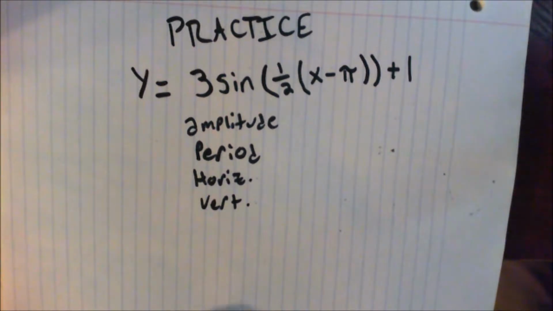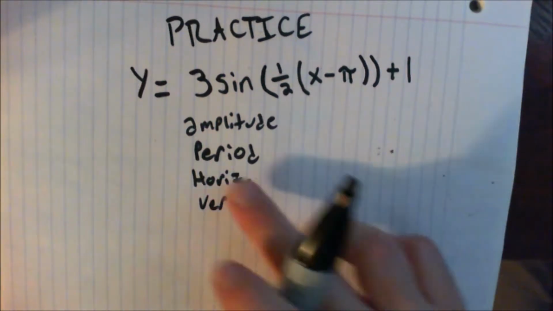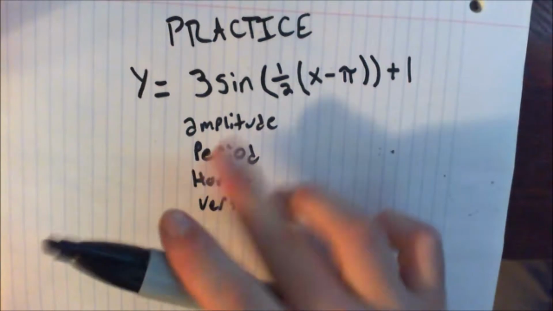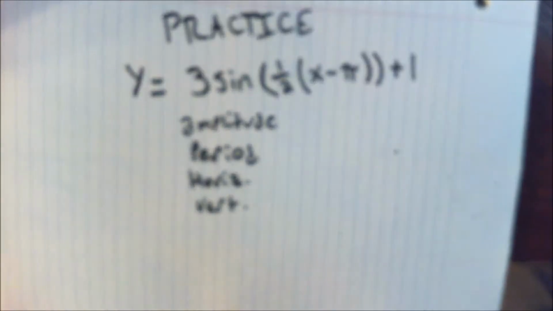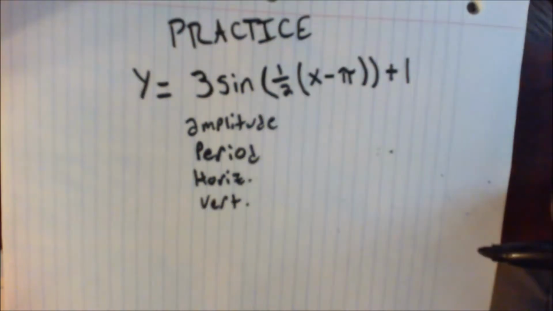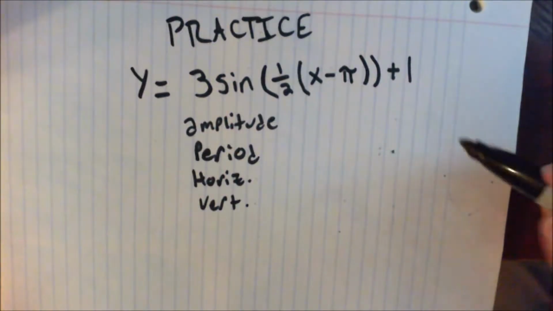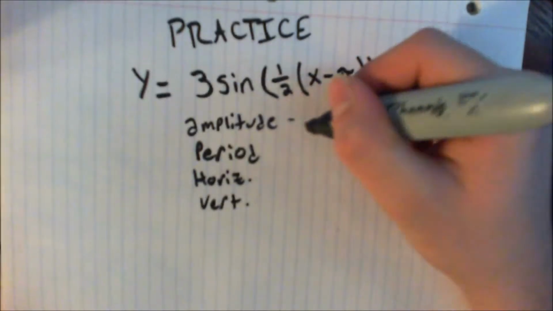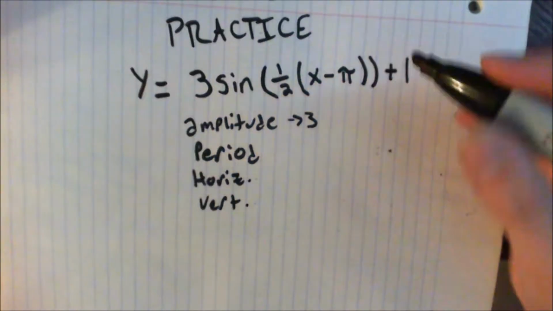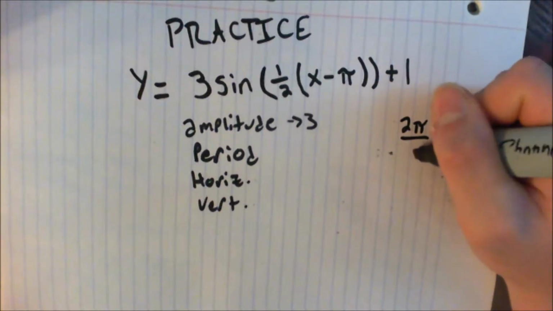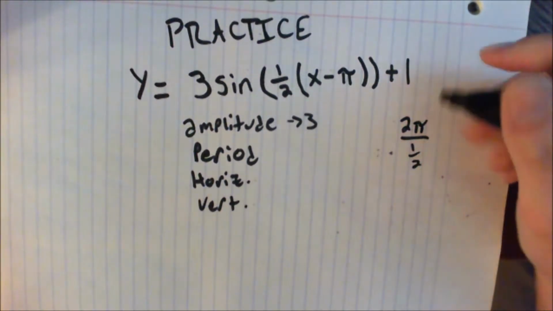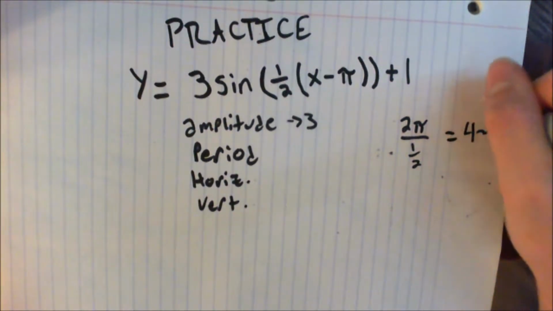Let's do a practice problem. Let's go ahead and graph the following function: y equals 3 sine of 1/2 of (x minus pi) plus 1. Let's jot down some of the basic information that we can gather from this. Our amplitude, or our a value, is 3. Our period is going to be 2 pi divided by 1/2, which is 4 pi.